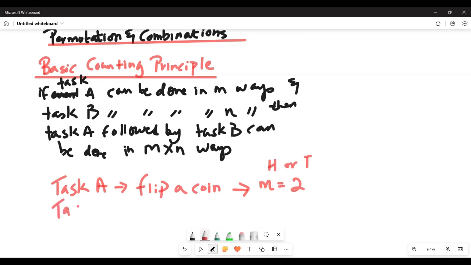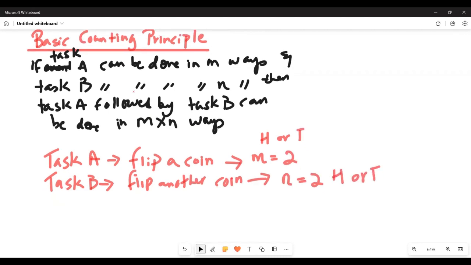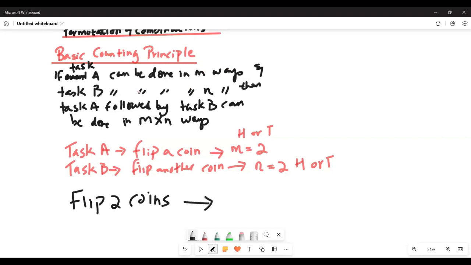Okay. Task B is to toss another coin. How many outcomes will it have? 2 outcomes, head and tail. Now, if you flip the coins together, how many total outcomes will there be? 2 times 2, 4. One 2 comes from here, one 2 comes from there, total 4 outcomes.